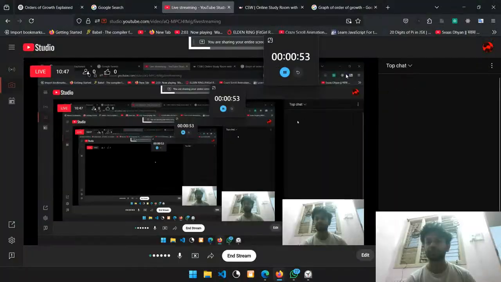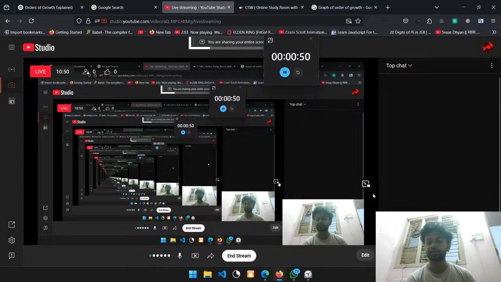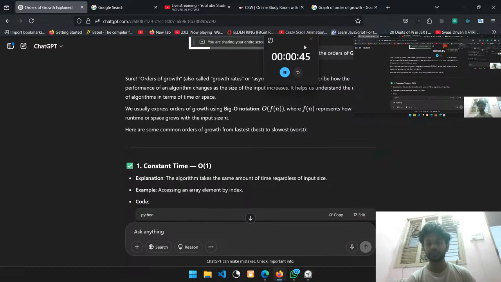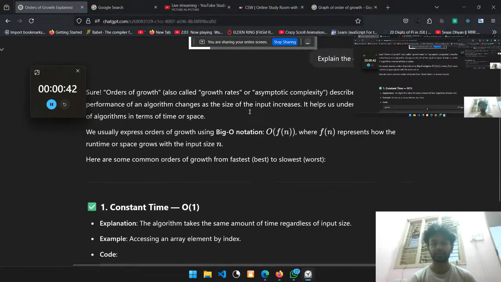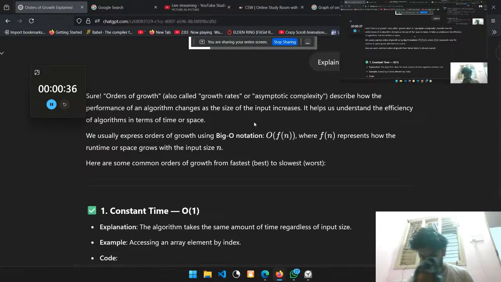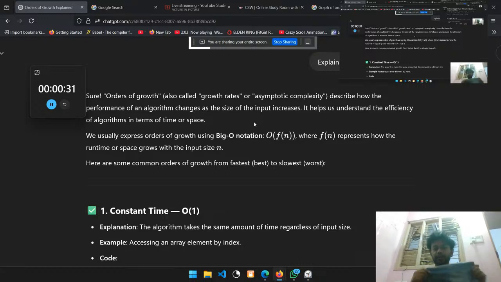Now, irrespective of the fact that it's easy to explain, I would still like to read through the document ChatGPT provided us. Okay, so this is the order of growth. Sure. The order of growth, also called growth rate or asymptotic complexity. Okay, this is something new. Asymptotic complexity.